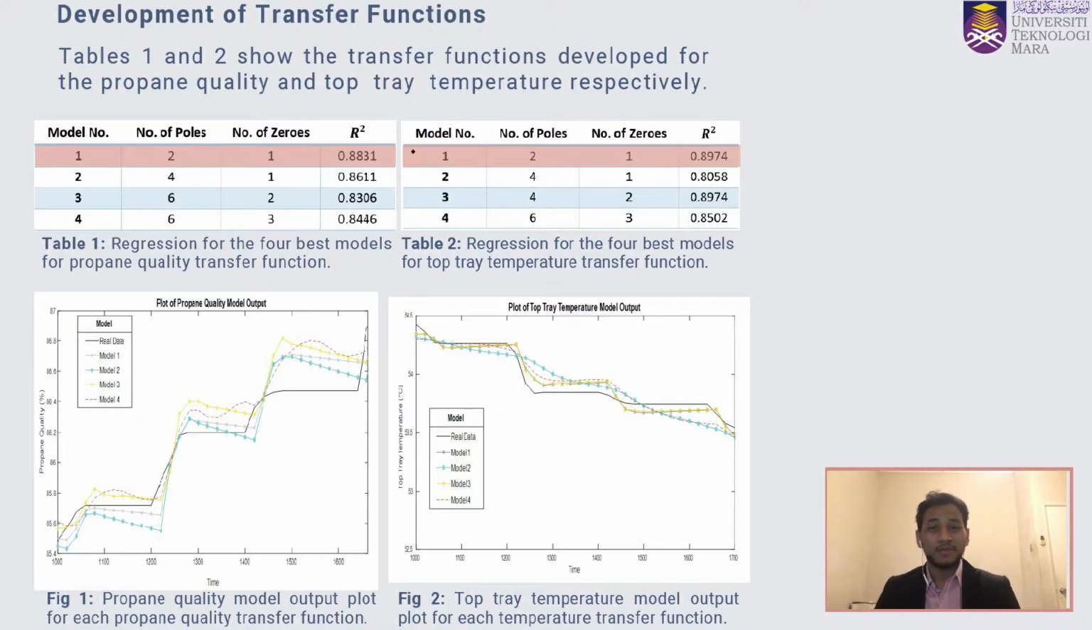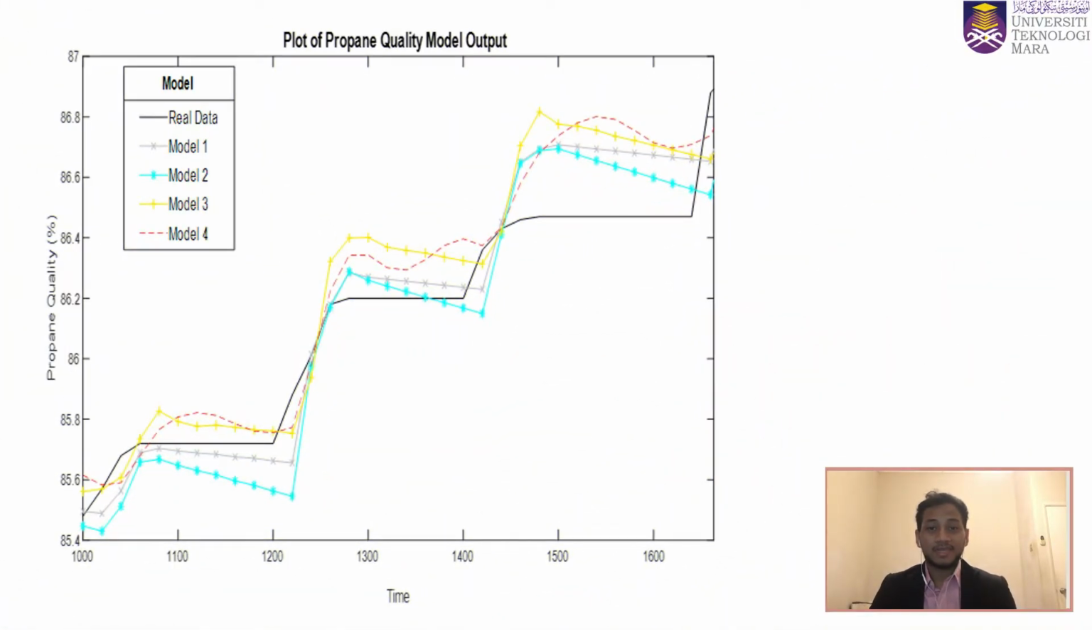The R-squared value is 0.8831. So this model is the best model to be used for the propane quality. This can also further be proven in figure 1, where we can see that model number 1's graph is the one that most closely resembles the real data from the simulation data.